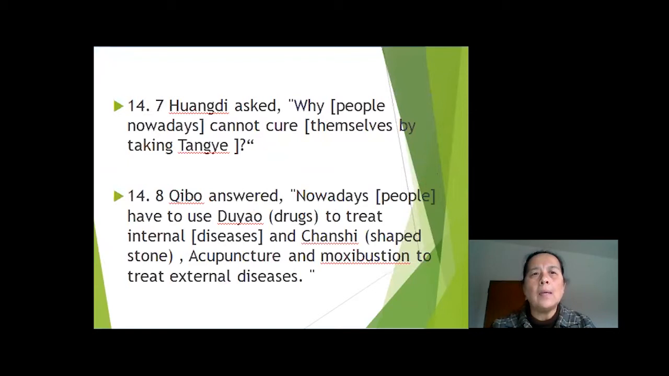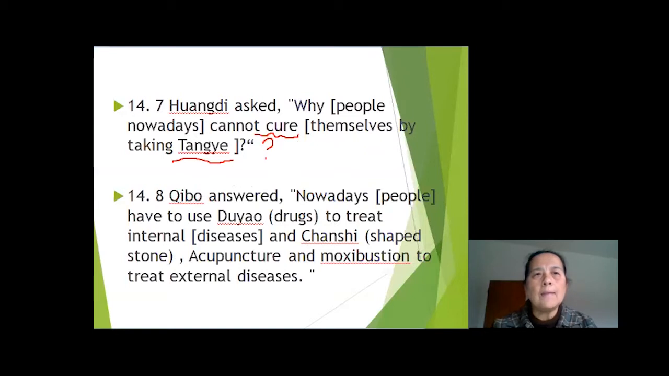And then Huangdi asked, so right now, people getting sick couldn't cure it with Tang Ye. Why? We say in the Middle Asian time, people who were sick could cure it by Tang Ye, but right now, Tang Ye is not working anymore. Similar like right now, when people get sick, we couldn't only cook the rice to treat the problems. That's why.